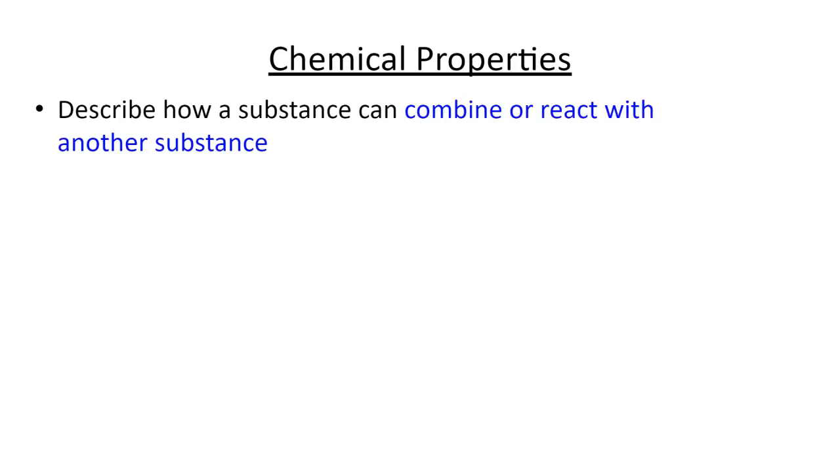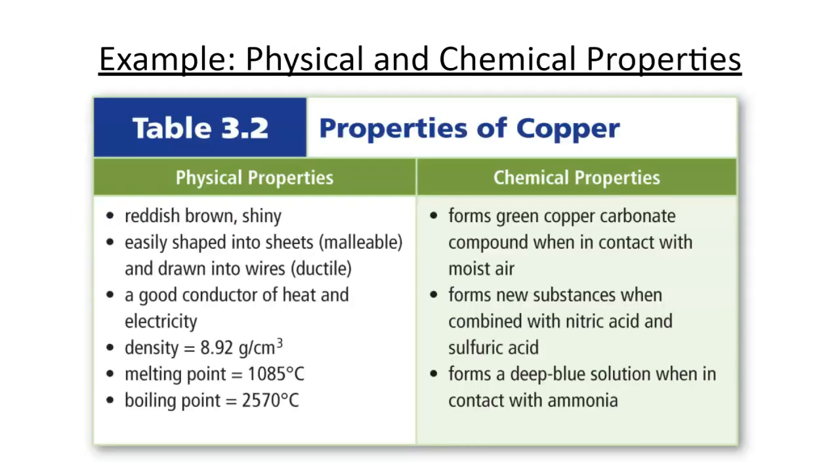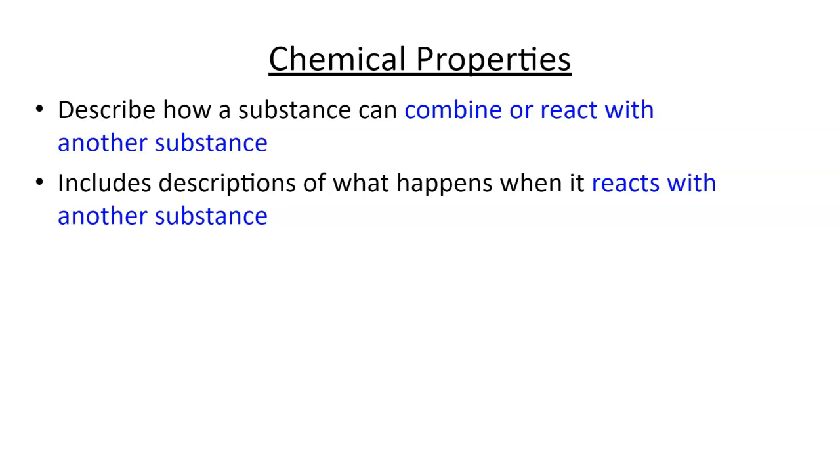Chemical properties, on the other hand, describe how substances can combine or react with another substance. So you have to actually change the substance from one substance to another in order to observe a chemical property. So for example, if you think of burning a piece of paper, burning is a chemical property. To observe that paper burns, you actually have to burn it, which means it's no longer paper at the end of that process.